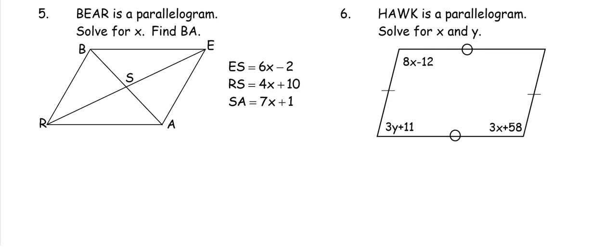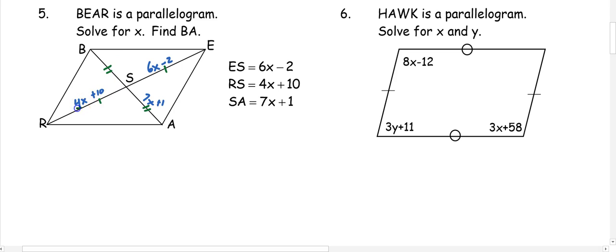Number 5, BEAR is a parallelogram. So solve for x and then find BA. So we know that ES is 6x minus 2, SA is 7x plus 1, and RS is 4x plus 10. Remember, in a parallelogram, the diagonals bisect each other. So they have no relationship from one diagonal to the other. We just know they bisect each other.